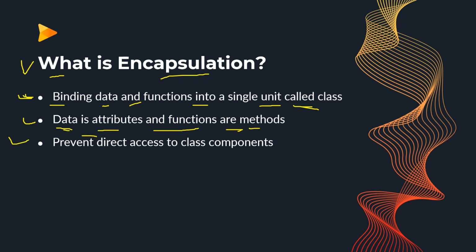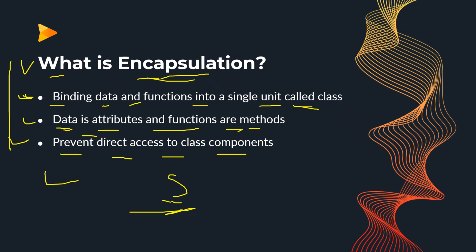Now what are the benefits of encapsulation? It prevents direct access to class components. So you can understand that encapsulation provides us security. Security is a very important thing, and we can implement security by using encapsulation. This is the main work of encapsulation. If anyone asks you why we use encapsulation, you can tell that we use encapsulation to secure our data. It prevents direct access to our data, and the data can be accessed just by using public methods. We are going to see all these things in this video, how to implement encapsulation.